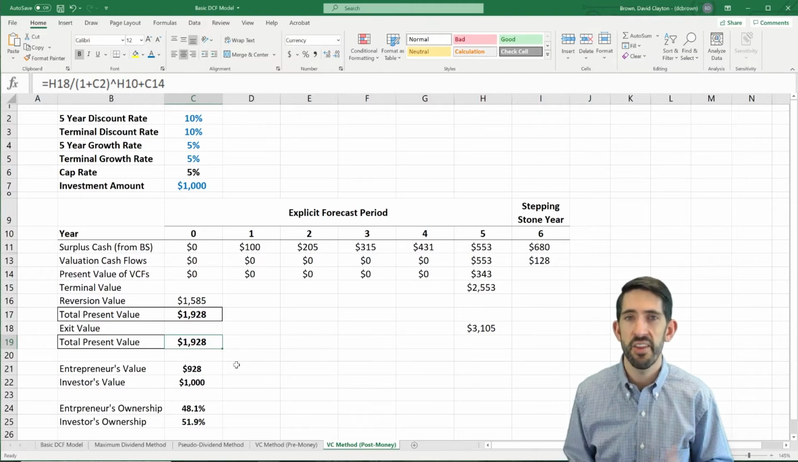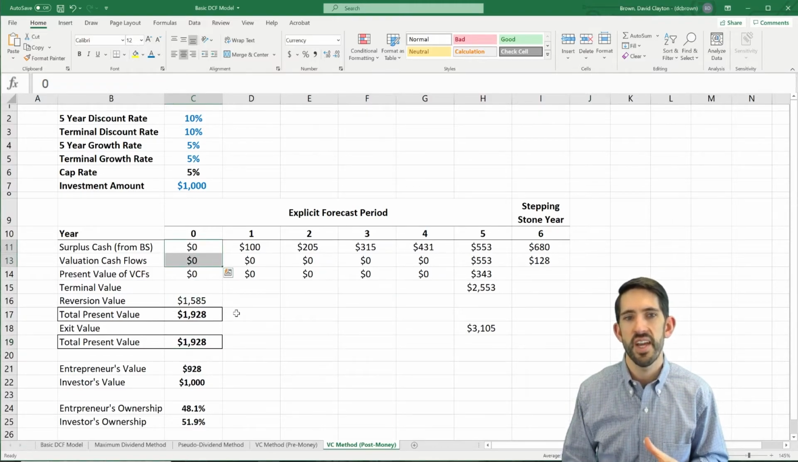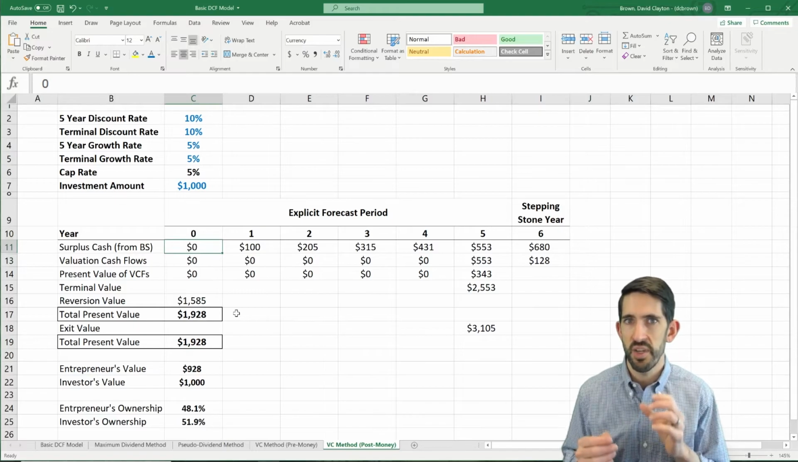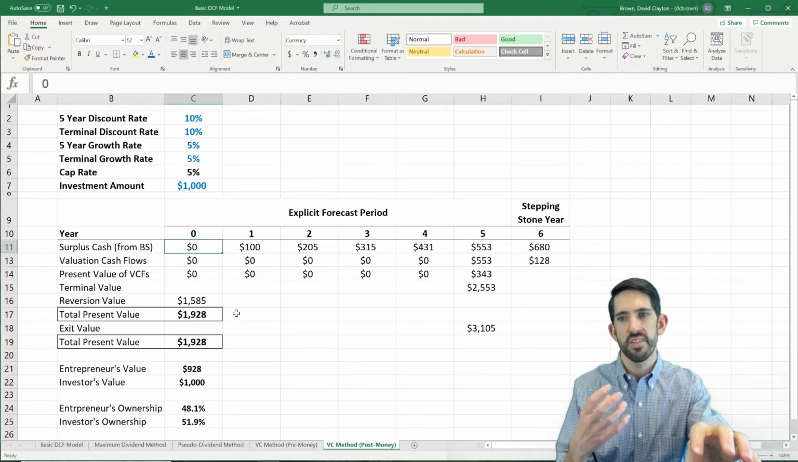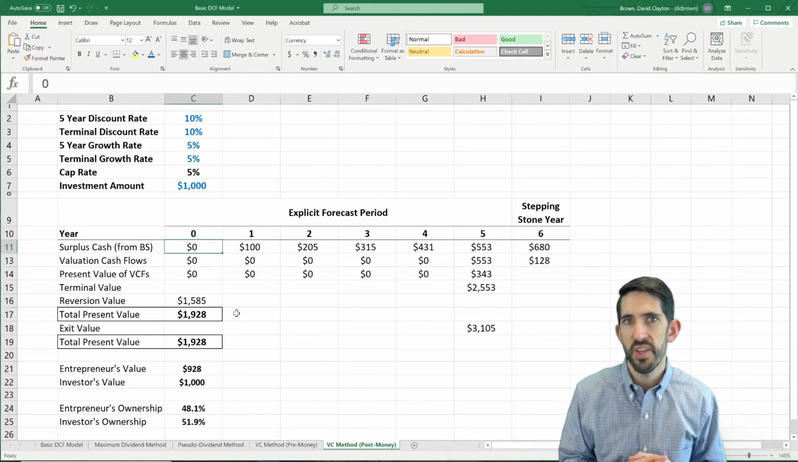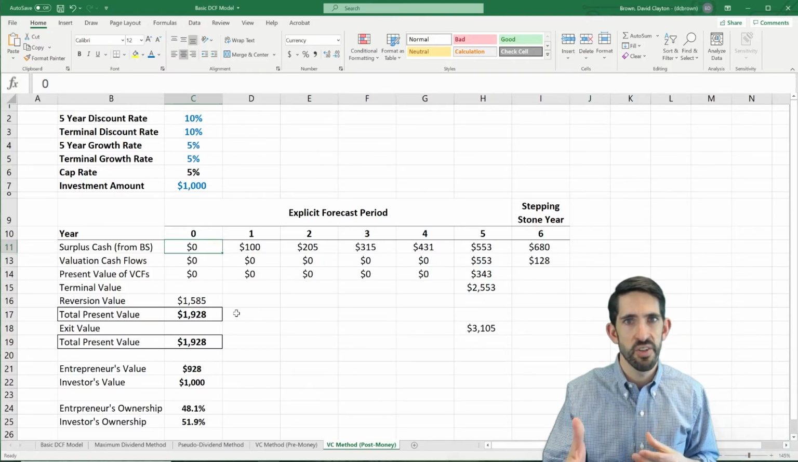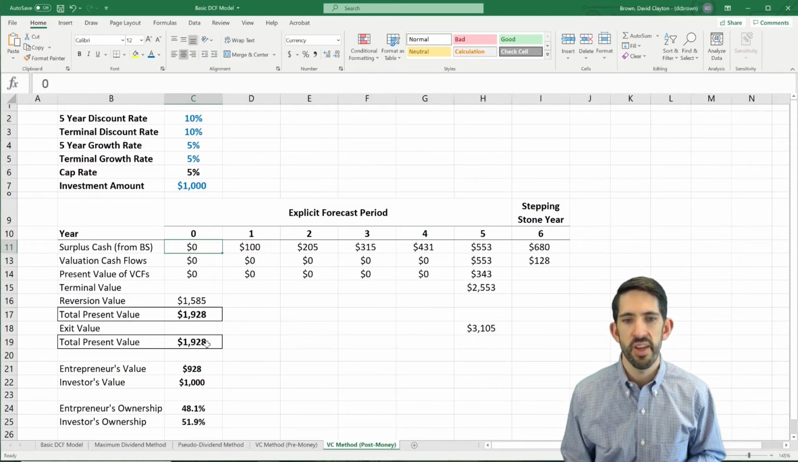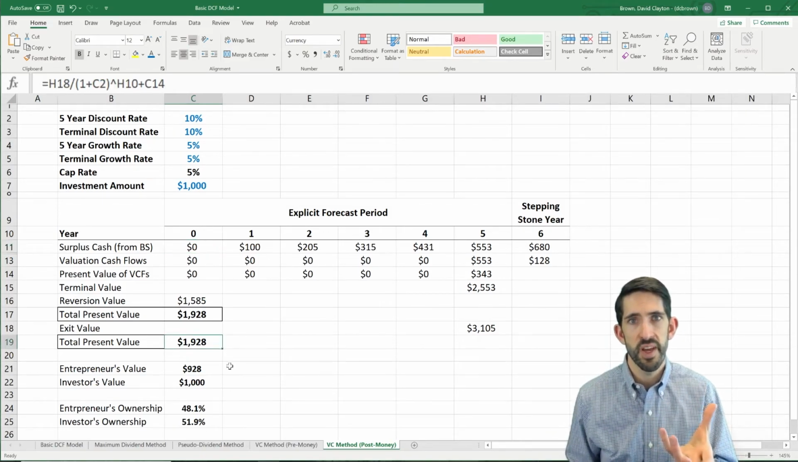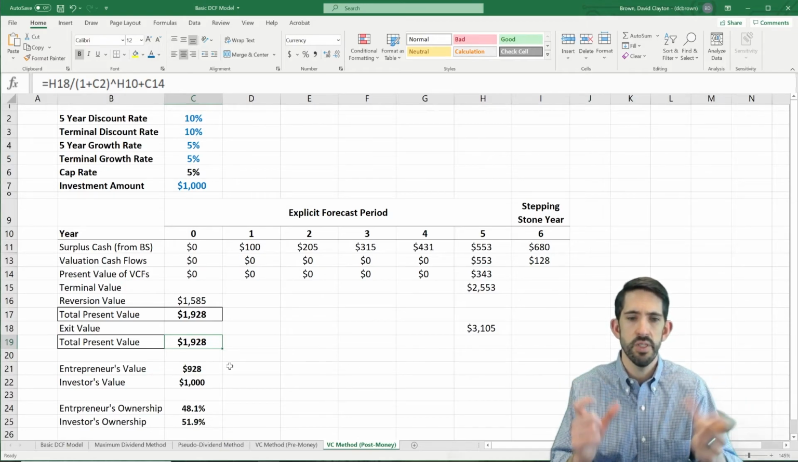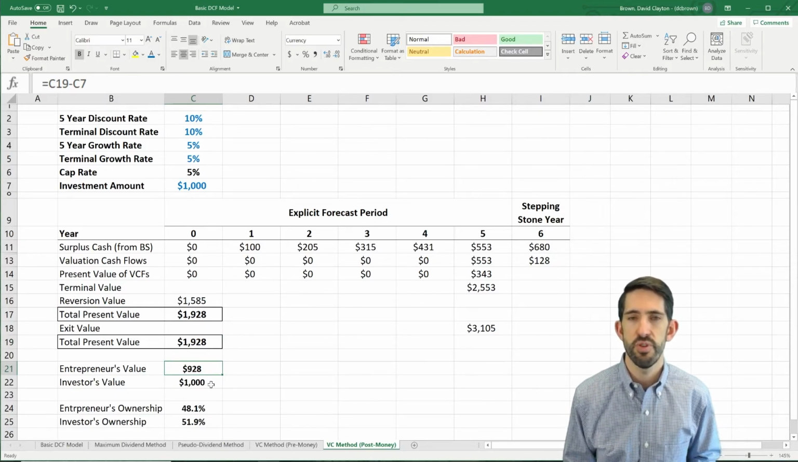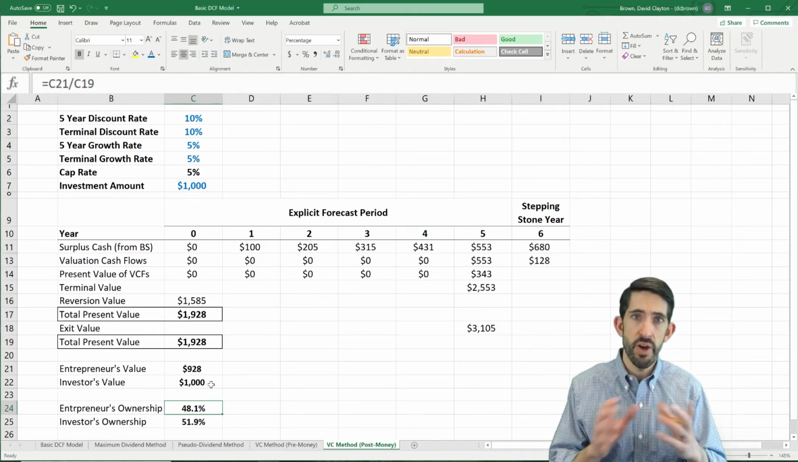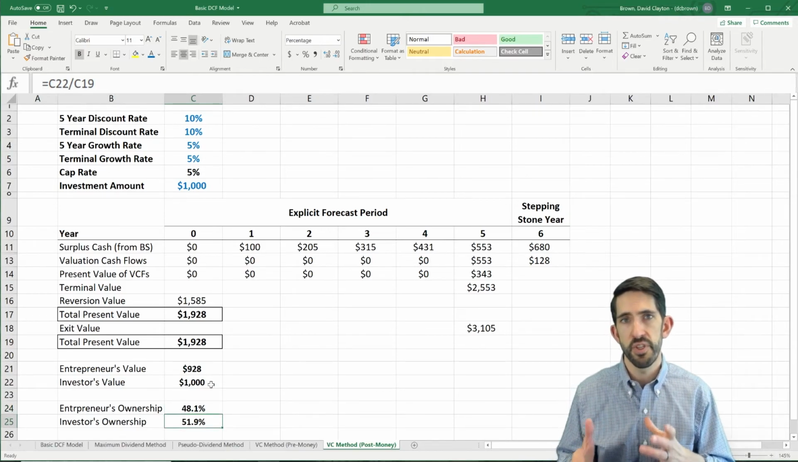Mechanically, the only thing that changed is that now we have time 0 surplus cash, because we had to pay out that $1,000 but we also had that $1,000 coming in from our investor. Otherwise, everything in this model is the same. We've just added that initial investment in from the investor. We now get a different post-money valuation that is the pre-money plus the investment, and we get the same exact splits. We have the same contributions from the entrepreneur and from the investor, and we get the same splits in ownership of about 48% and about 52%.